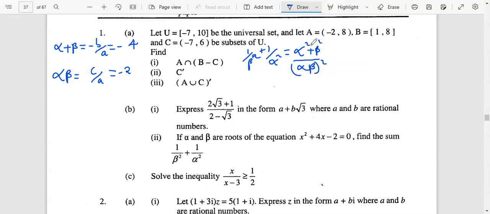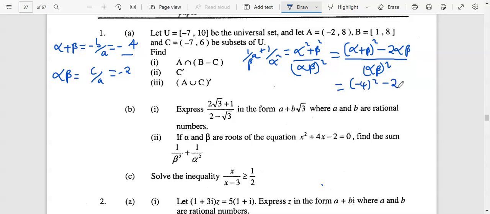And then where we have alpha squared plus beta squared, you need to know if you factorize out alpha squared plus beta squared, you are going to get alpha plus beta squared minus 2 alpha beta, and then divided by alpha beta squared. Please, you need to know whenever you've got alpha squared plus beta squared, that is what you are going to get. So where there is alpha plus beta, we are going to substitute negative 4. So that will be negative 4 squared minus 2.